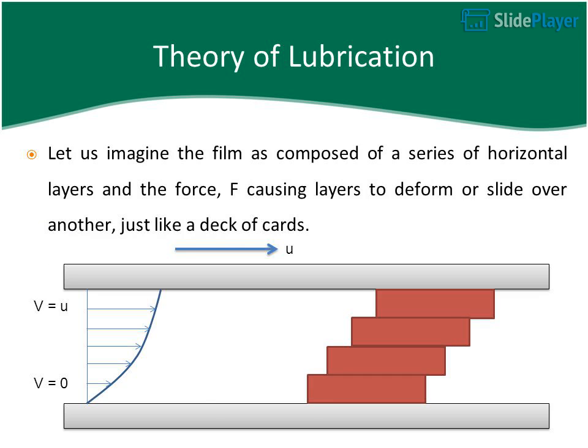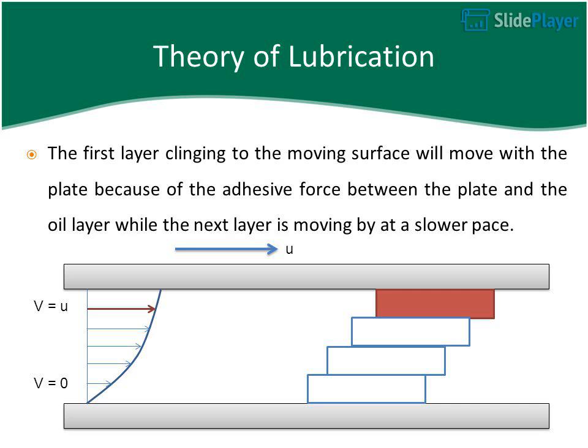Theory of lubrication. Let us imagine the film is composed of a series of horizontal layers, and the force F causes the layers to deform or slide over one another, just like a deck of cards. The first layer clinging to the moving surface will move with the plate because of the adhesive force between the plate and the oil layer, while the next layer is moving at a slower pace.